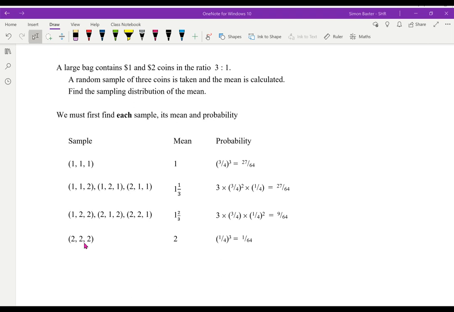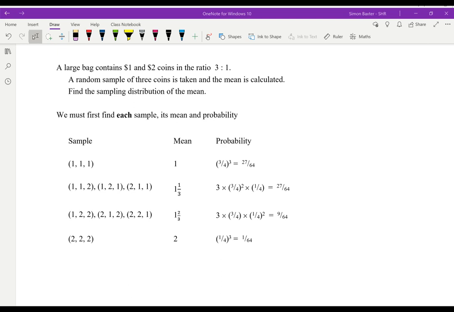Or we could have had all 2s, mean 2, probability (1/4) cubed, 1/64. It's always worth adding to make sure that we've actually got these right without making a silly mistake. 27 plus 27 is 54, plus 9 is 63, plus 1 is 64. So we've actually got this right.